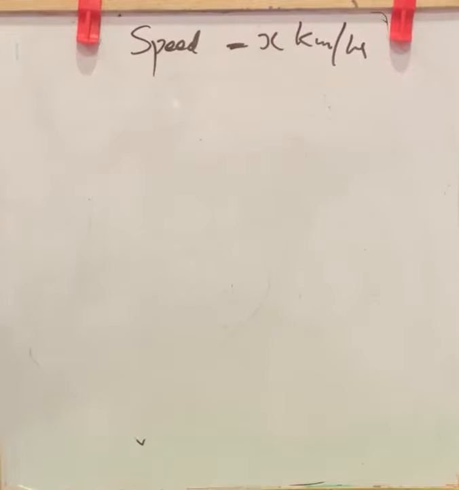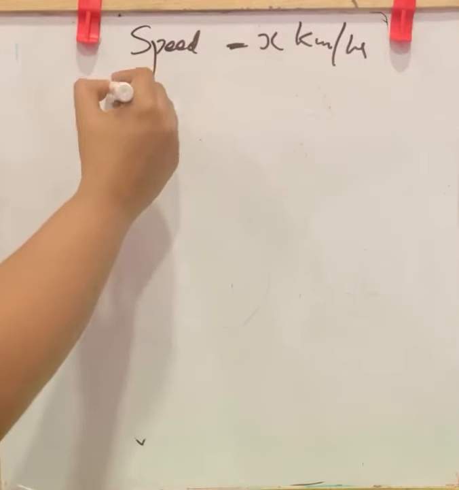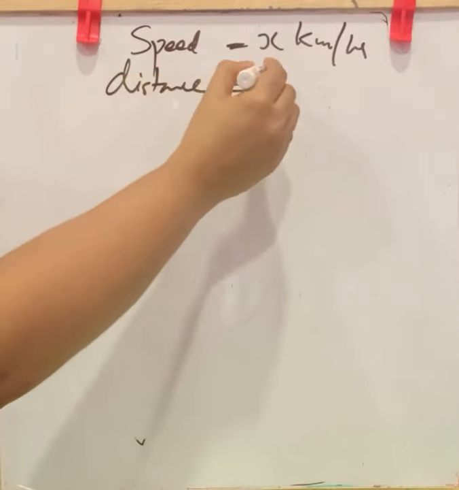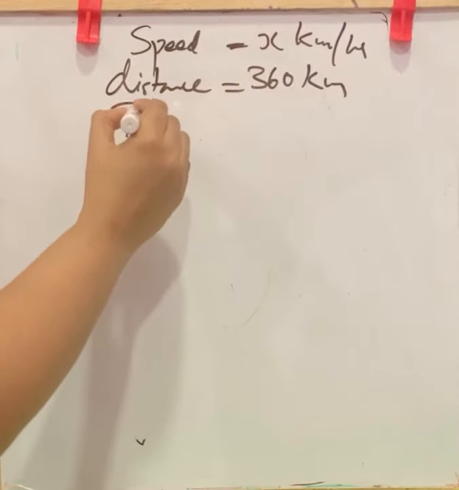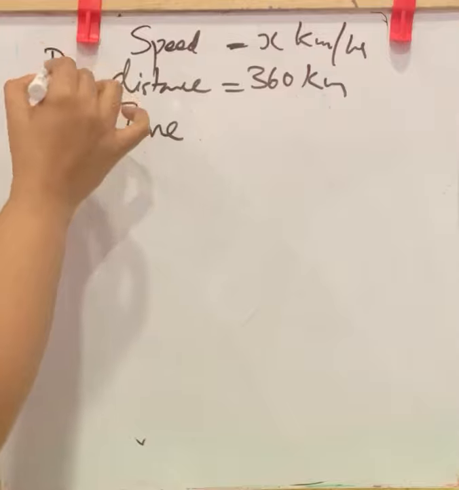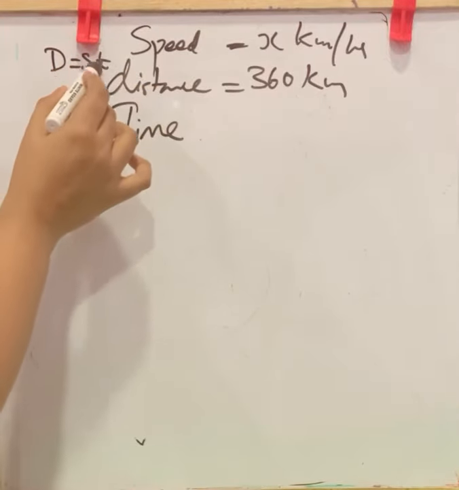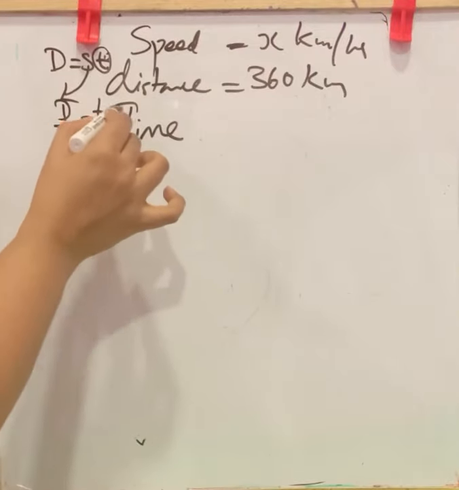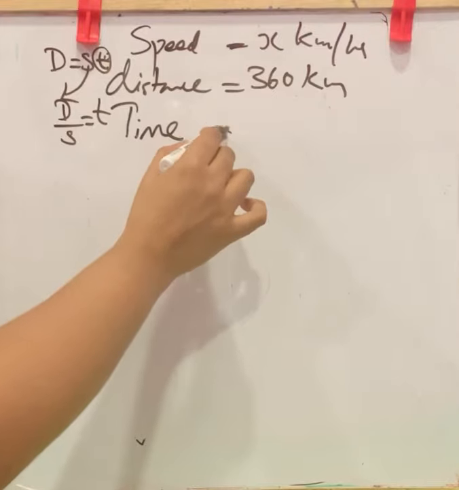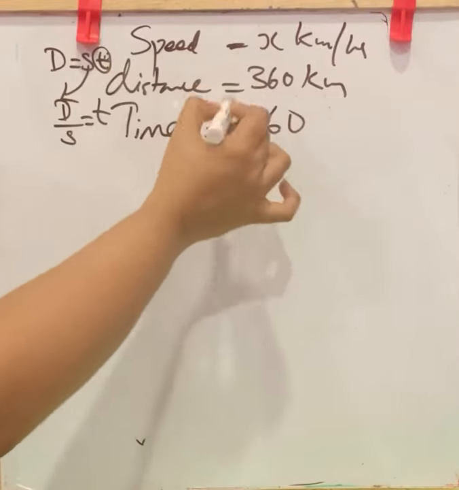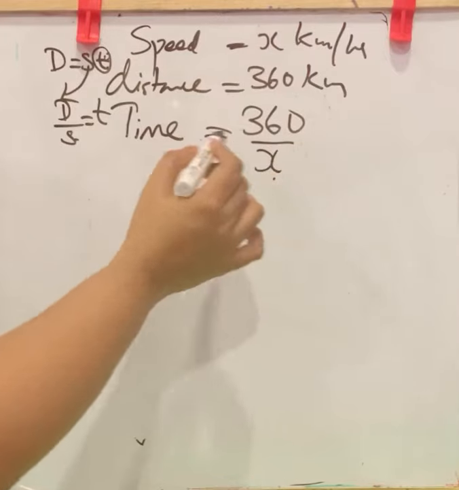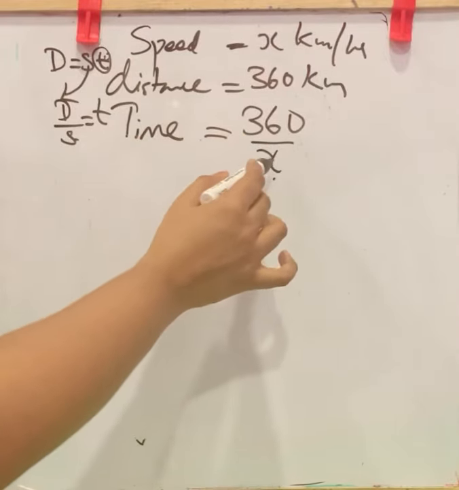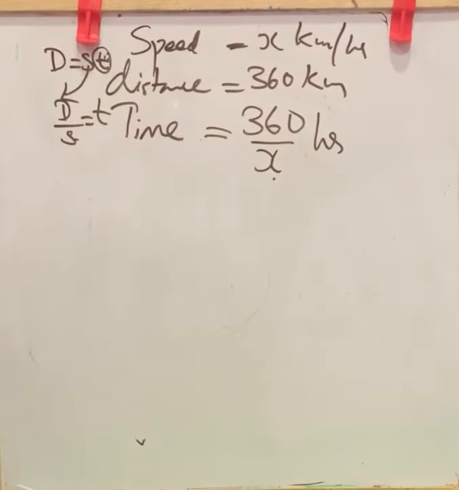It is given that the train covered 360 km. That is, the distance is 360 km. From that we can find the time. We know distance is equal to speed into time. From that, time is equal to distance by speed. Time is equal to 360 by x hours. Time is in hours. Now coming to the question, we have to find the speed of the train.